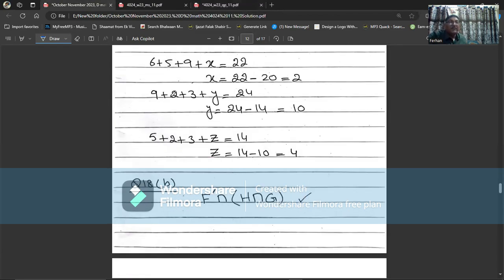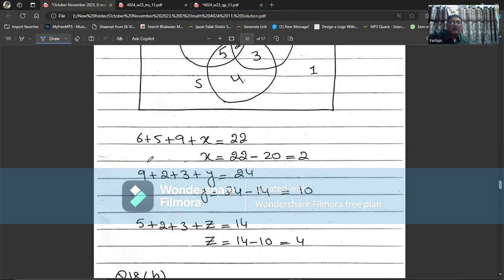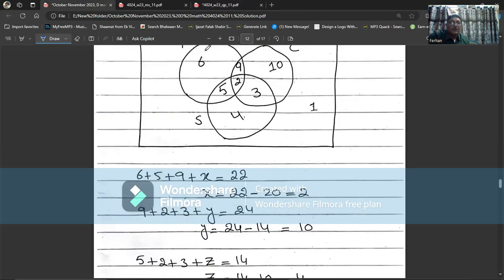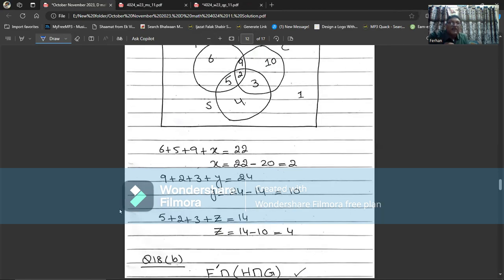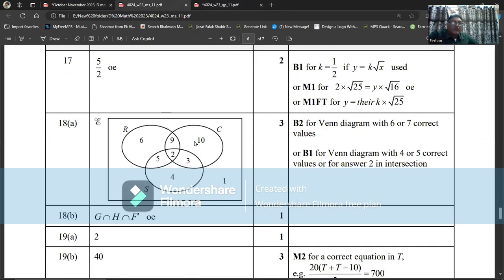So we will have 5 plus 2 plus 3 plus z equals 14. So z will be equal to 14 minus 10, and the z value will be 4. 2, 10, and 4. So this is how you will complete this Venn diagram.